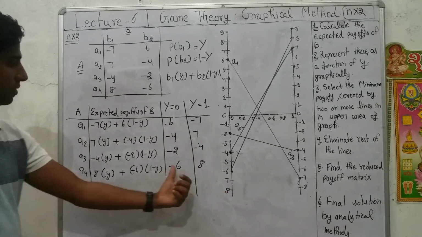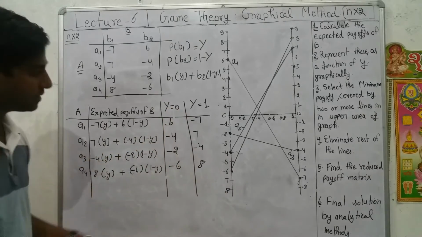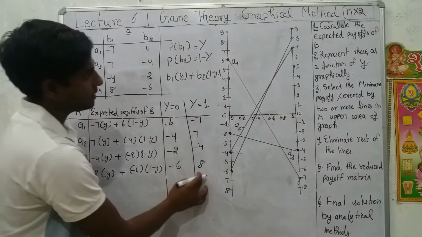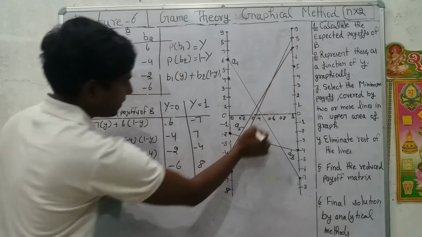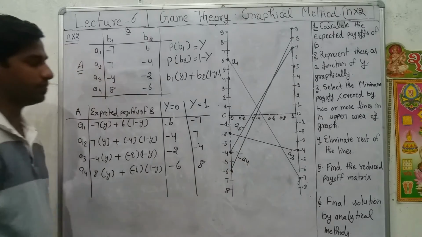For A4, when y is equal to 0, the value is minus 6, that is this point, and when y is equal to 1, the value is 8, this point. So we again join these two points, and this line is known as A4.